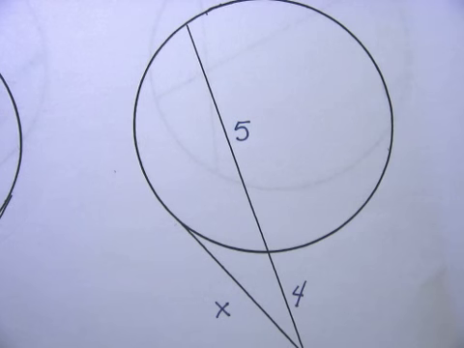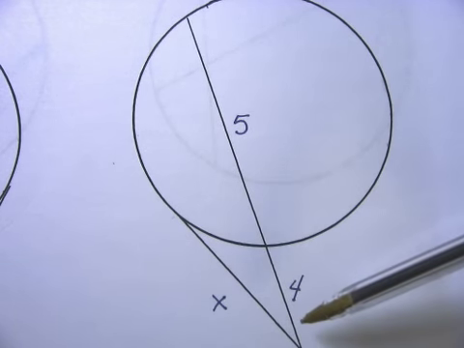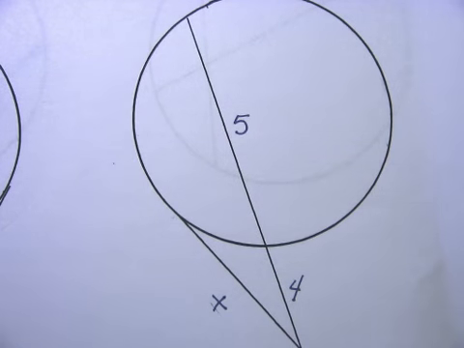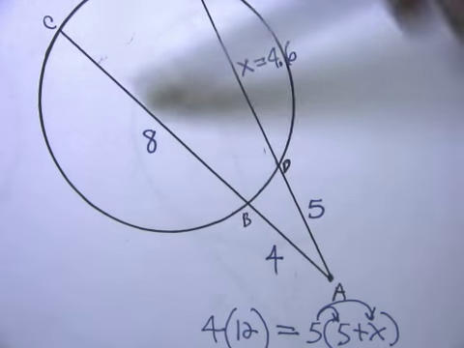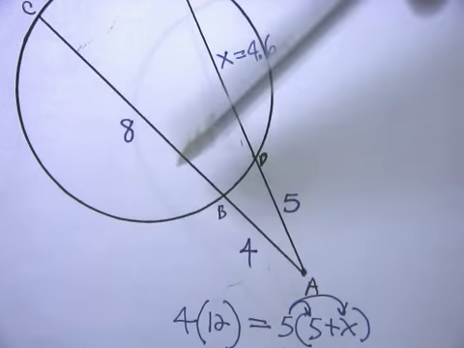Okay, class, so we're moving on to the next section where we have a tangent line and a secant line, and we're trying to find the length of my tangent line here. Previously, we discussed that when you have two secant lines, you want to take the outer portion times the length of the entire thing. So you're multiplying 4 times the entire thing.